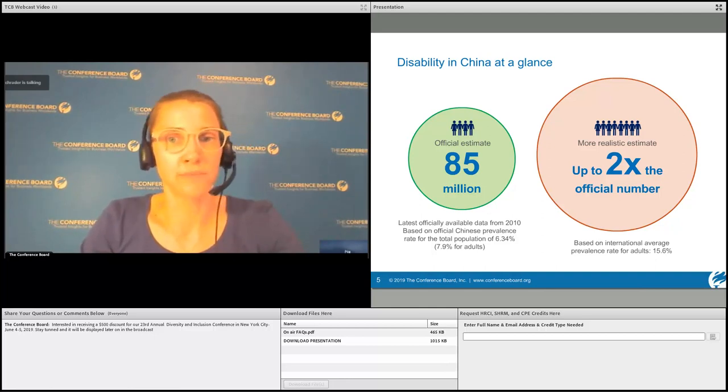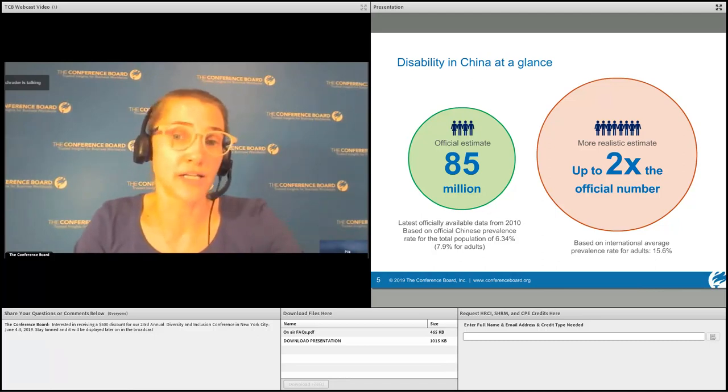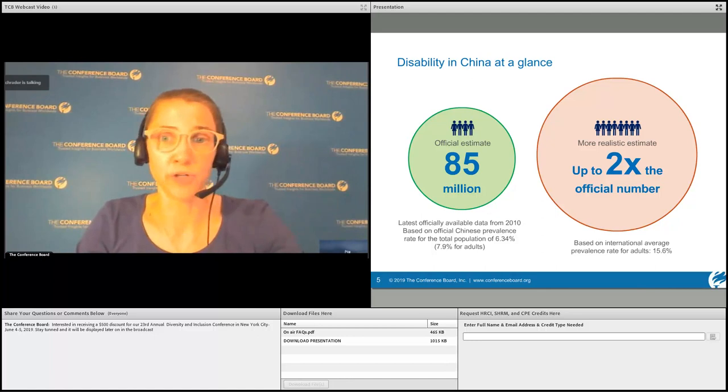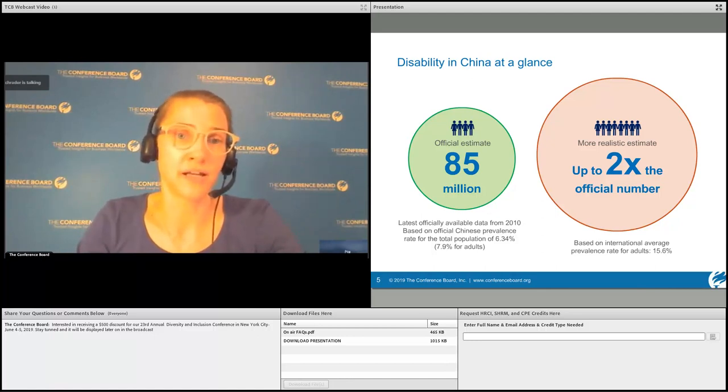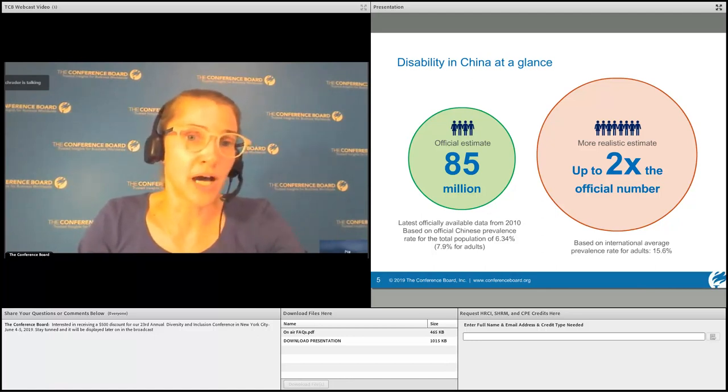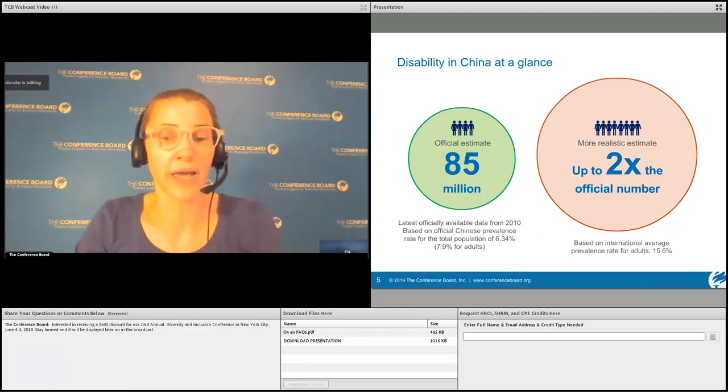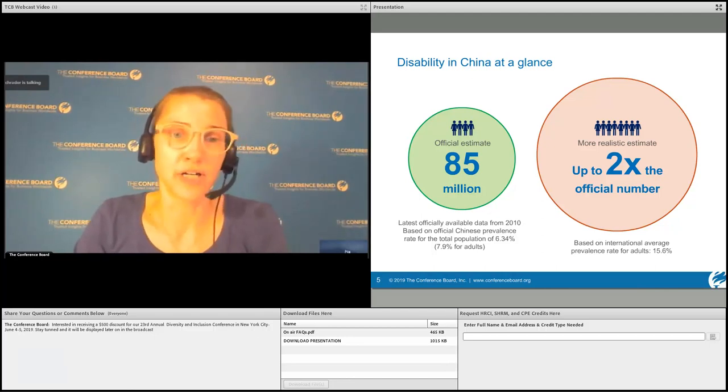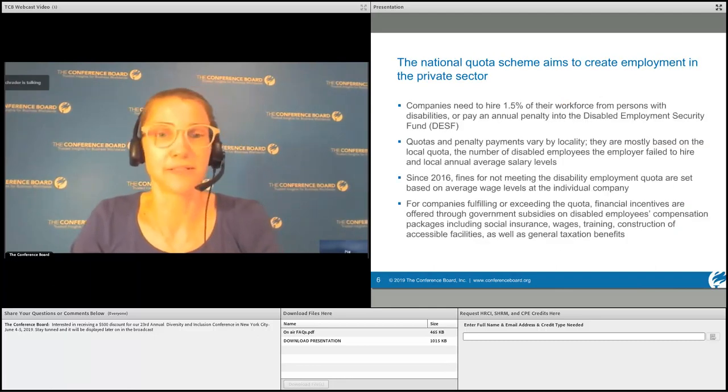So if we take international average prevalence rates for adults, which are more around 15%, then we would probably see up to two times as many people with a disability in China than what the official numbers are quoting. So we'd be talking in the range of 170 million people, which is, you know, half of the size of the population of the US.